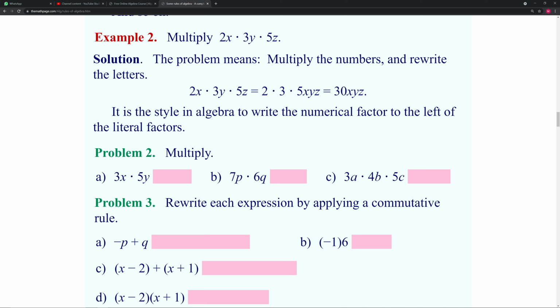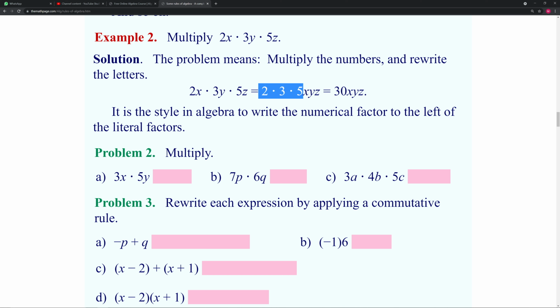Solution, let's see the solution. The problem means multiply the numbers and rewrite the letters. So if you remember the commutative rule of multiplication, the order of factors does not matter. We can put this up to this, in any particular order we feel will help us solve this problem better. So if we look at this particular solution, we've multiplied the 2 by the 3 by the 5.